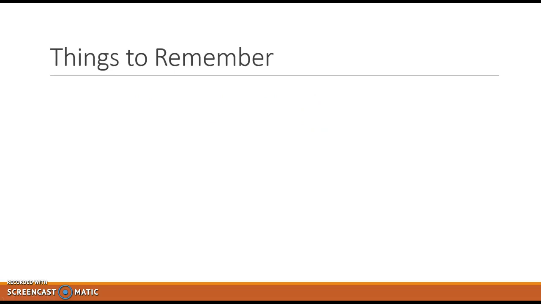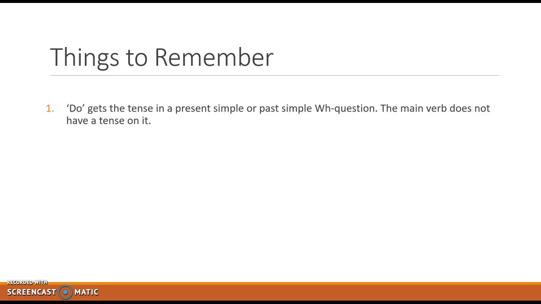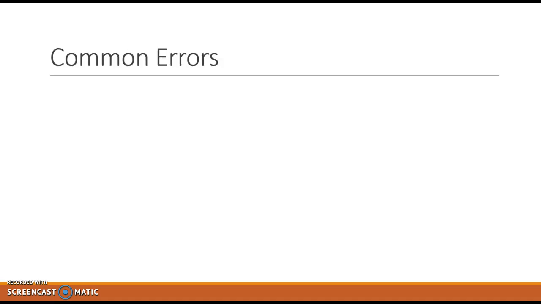Some things to remember when we write WH questions. Do gets a tense in a simple present or simple past WH question. The main verb does not have a tense on it. Also, there must be a subject in the question. Some common errors might come up, which are related to the things you need to remember.